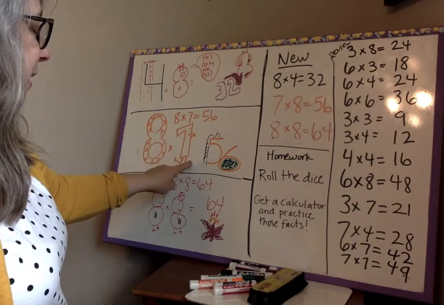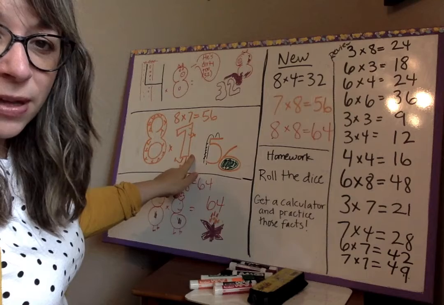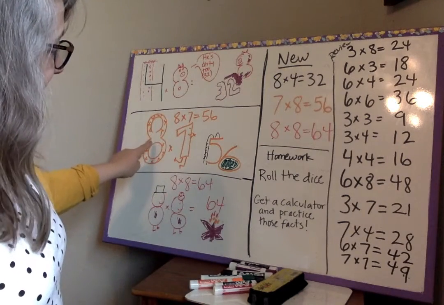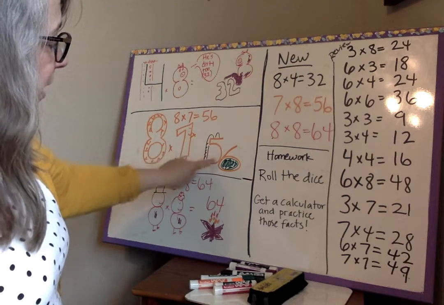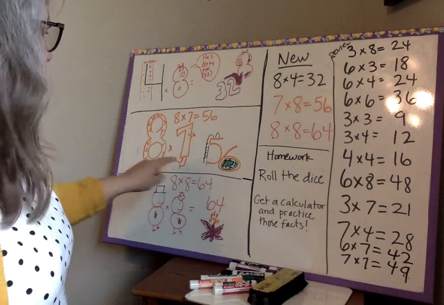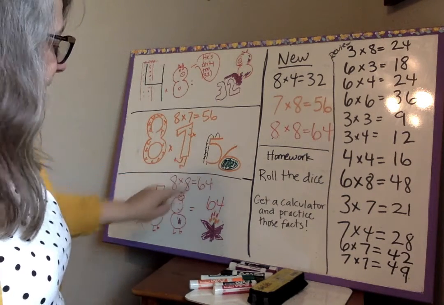8 times 7 is 56. So 7 has been inside the house for a long time. He's bored. He wants to go outside and jump on his trampoline, which is the 8. And he hops off the diving board and into the pool. So 8 times 7 is 56.